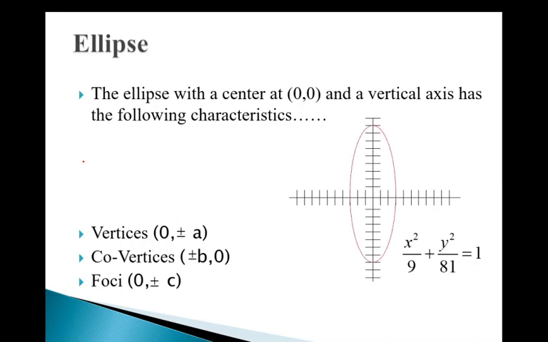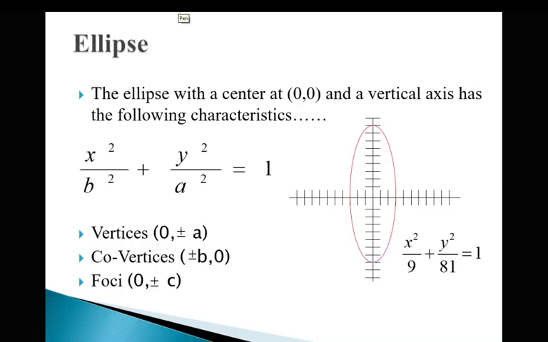Basically, when we say vertically major versus horizontally major, we're talking about which side is longer. Is it longer up and down, or is it longer left and right? As you can see, this one is vertically major because it's longer up and down than it is left and right. And you notice that a squared is under my y, or my bigger number is under my y value this time. Because this number is bigger here, it's bigger in this direction.